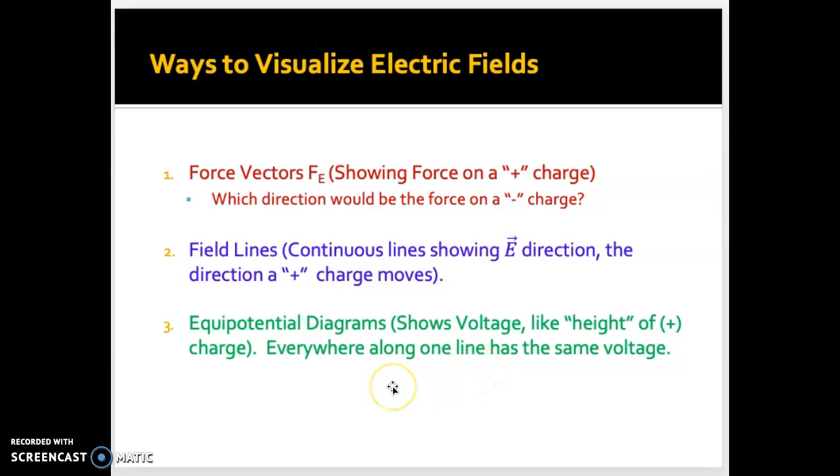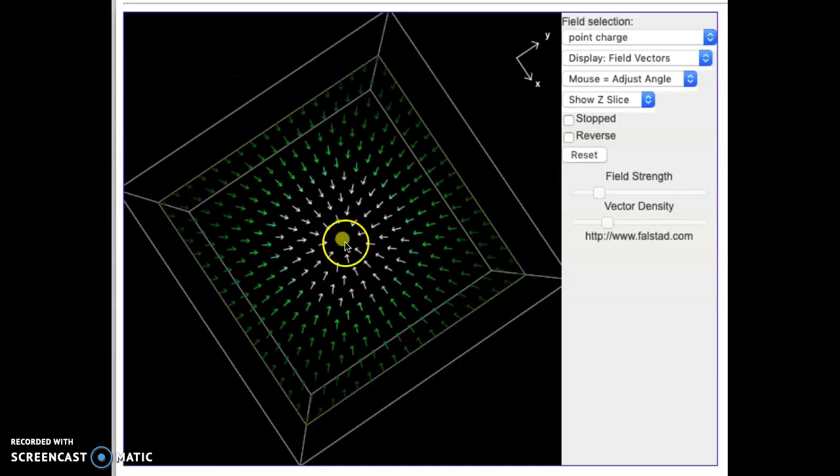And each line, everywhere on that line, has the same voltage. Let me show you what I mean. Okay, so you could think about how if you move a positive test charge away from this negative charge, you pull it away, it's going to give it more and more potential energy or voltage.